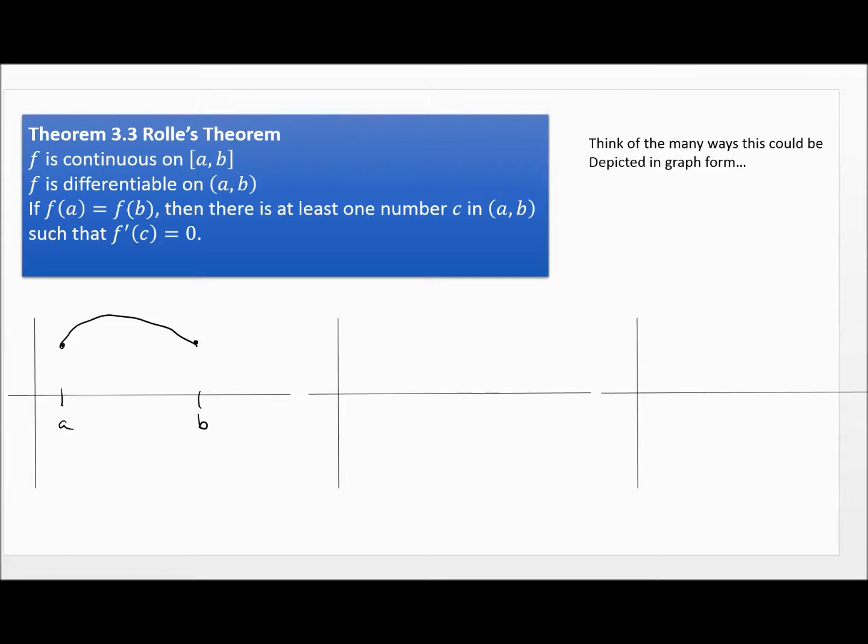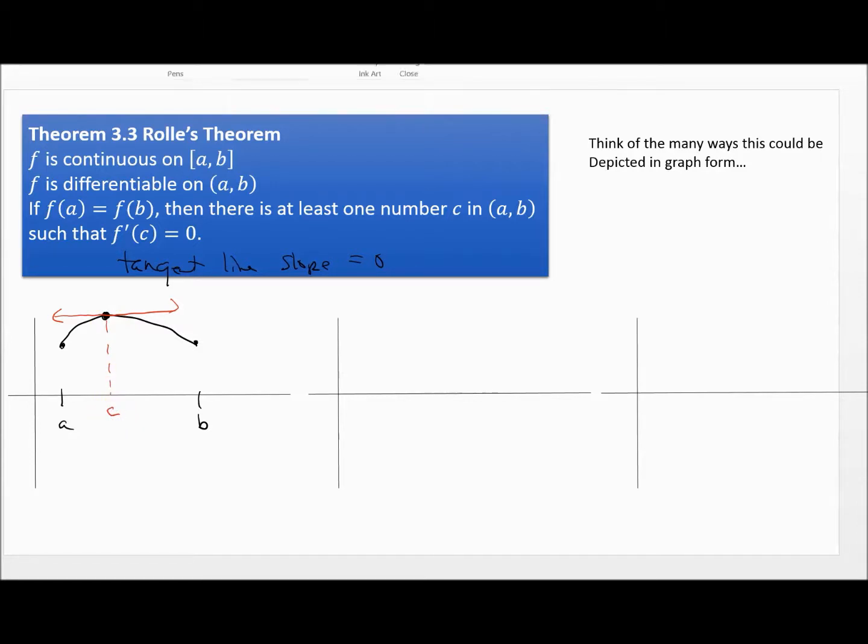Now, this says there's at least one number C in between A and B such that f prime of C is equal to 0. Do you see where C might be located? The derivative is equal to 0. What is that really saying? It's saying the tangent line slope is equal to 0. And what I'm seeing is right here. I think that's a pretty good guesstimate of where you have a horizontal tangent line, which would make C right there.